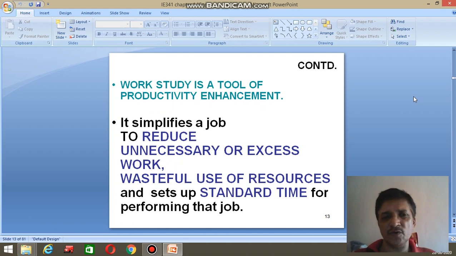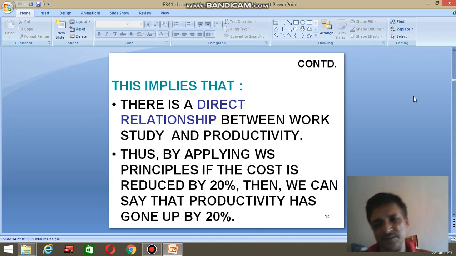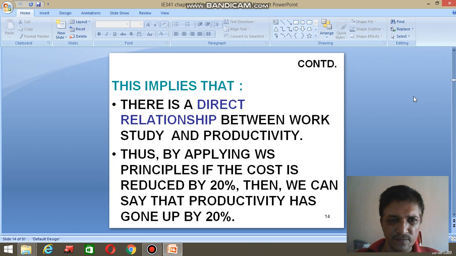Work study is a tool of productivity enhancement. It simplifies the job to reduce the unnecessary or excess work, or we can say the wasteful use of the resources, and sets a standard time for performing the job. So that is the basic aim, or basic objective, of this work study technique. This implies that there is a direct relationship between work study and productivity.